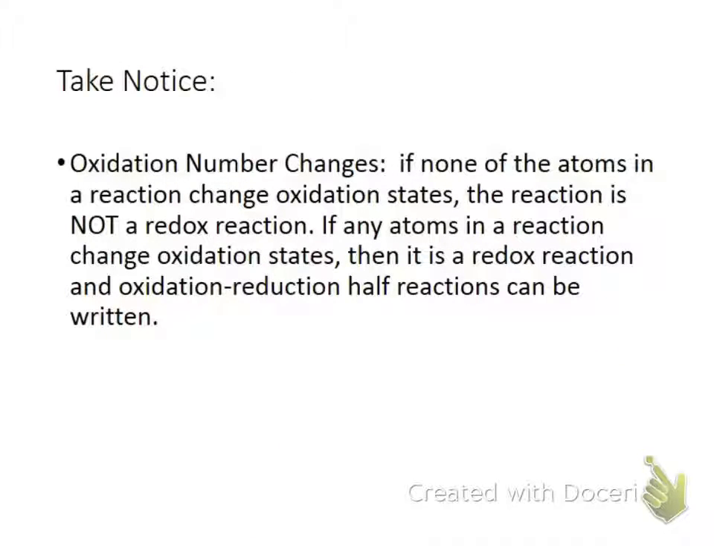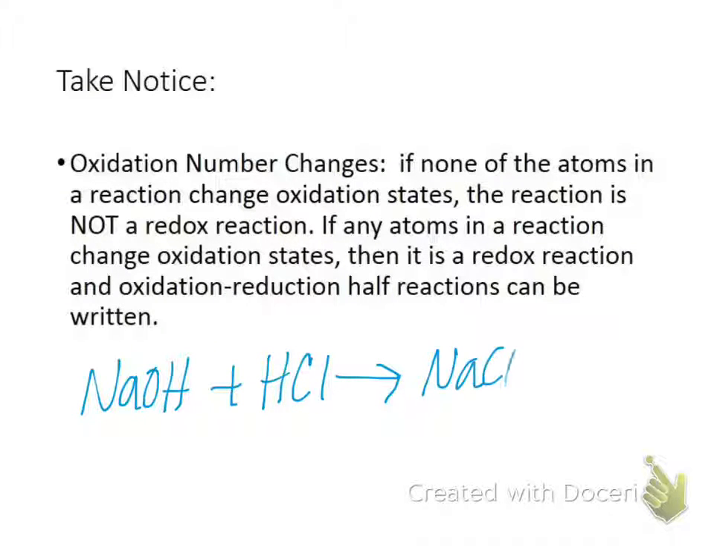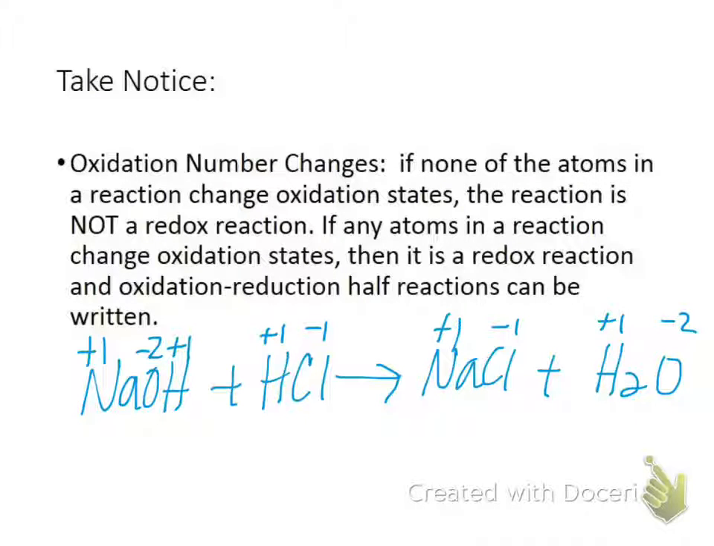When we're trying to figure out if something is an oxidation-reduction reaction, best thing to do is assign all the oxidation numbers on both sides of the equation and see if there's a change. If there's not a change, then it's not going to be an oxidation-reduction reaction. For instance, if I had an acid-base reaction, let's say I was doing NaOH plus HCl, and it makes NaCl plus H2O. If I were to assign oxidation states, this is a +1, -2, +1, +1, -1, +1, -1, +1, -2. Nothing is changing, so this would not be a redox.